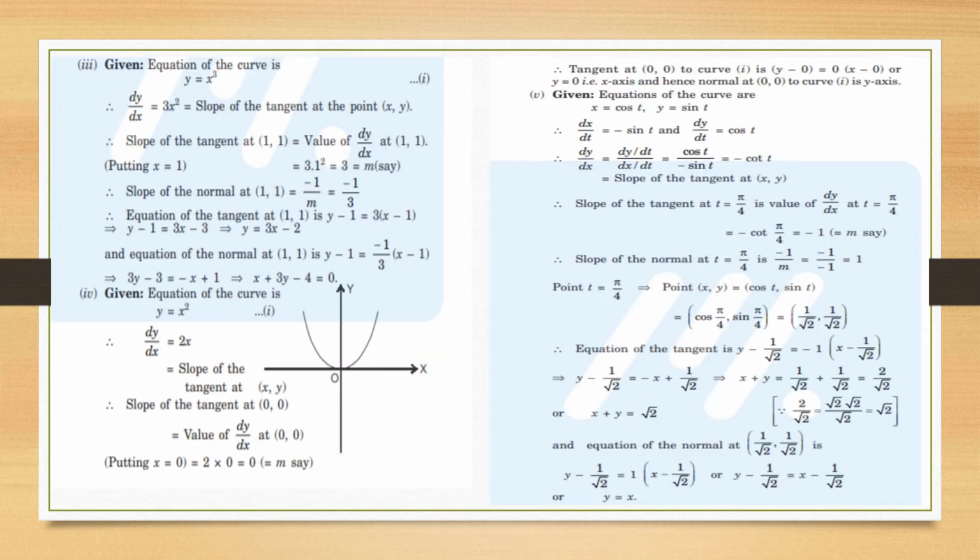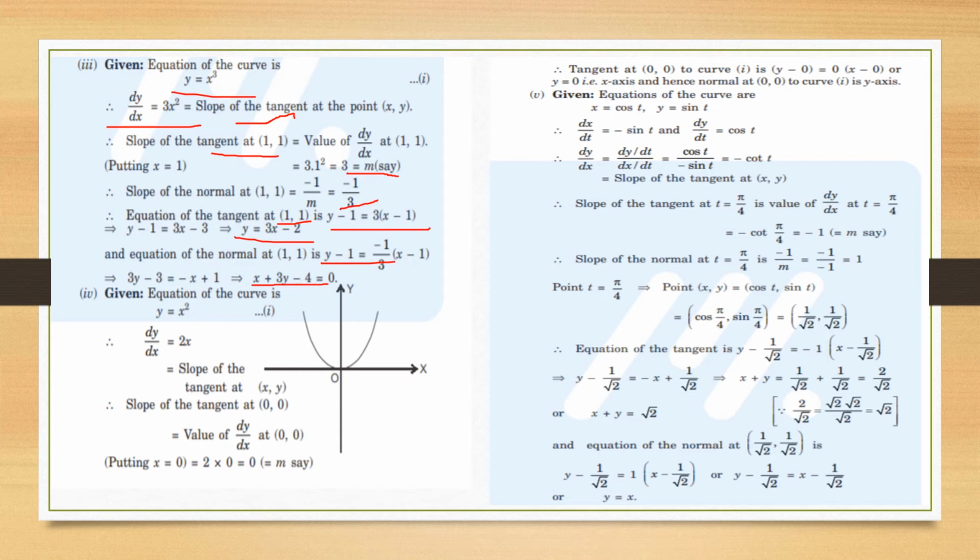Similarly, for the simple curve y equal to x cube, this is the derivative and which is the slope of tangent also. Okay. Now at point 1, 1, the value will be 3. So this is the slope of tangent. Normal will be minus 1 by 3. And the equation at 1, 1 for tangent is y minus 1 equal to 3 times x minus 1. And for normal it is y minus 1 equal to minus 1 by 3 times x minus 1. Okay. So it becomes y equal to 3x minus 2 and x plus 3y minus 4 equal to 0.